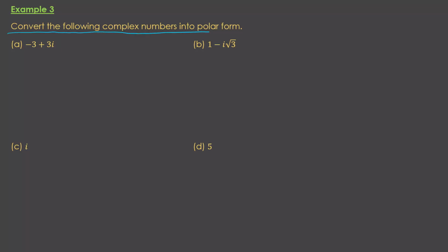Convert the following complex numbers into polar form. And the first one we have is -3 plus 3i. Now it's always best to sketch when you're converting in this direction, from the rectangular to the polar. So -3 plus 3i would be about here.